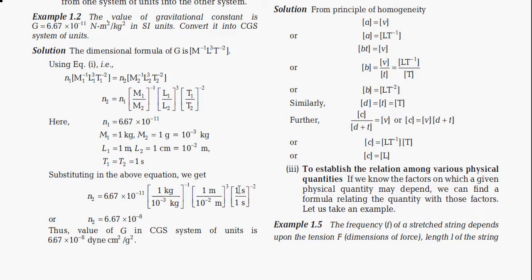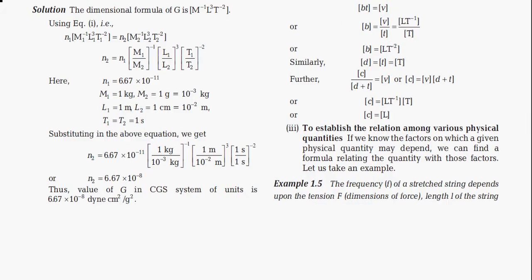t1 by t2 is nothing but 1 by 1 second. At last, solving this, we'll get n2 as 6.6 into 10 to the power minus 8. Thus the value of G in CGS system of units is 6.67 into 10 to the power minus 8 centimeter cube per gram per second square. So this will be the problem. Such type of problem we will ask in examination.